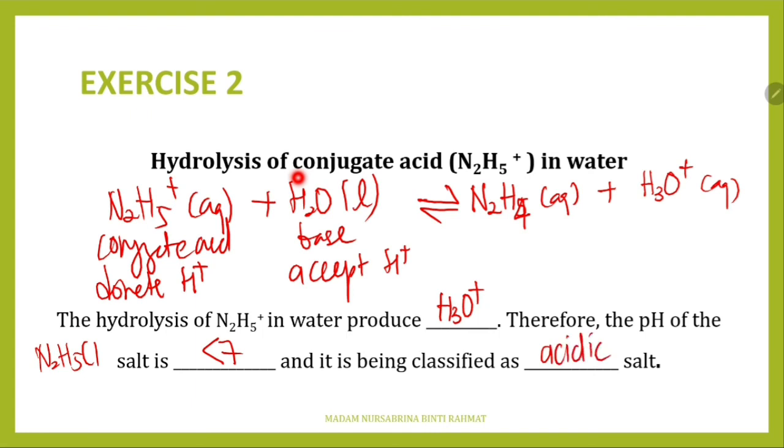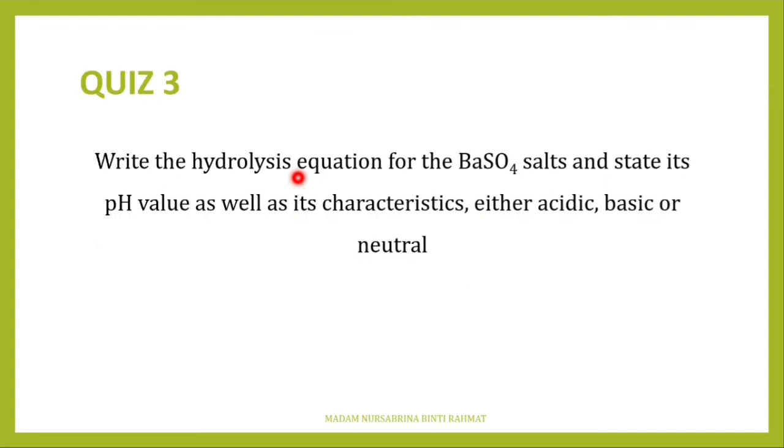Okay, I think I already gave you enough exercises and showed you enough examples to help you understand the different types of salts that we have and how we determine the pH of the salts. So let's try your quiz 3, where you need to find out whether your barium sulfate salt is acidic, basic or neutral. So how do you answer this?